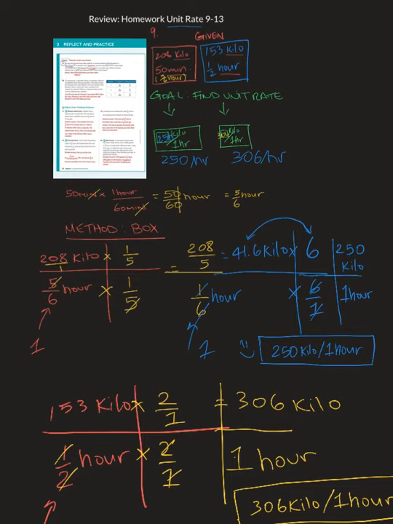Okay, who goes the fastest? 306 is faster than 250. And to know how much faster, you just take the difference of the two. So you'll basically just say 306 minus 250 will give you your final answer of 56.4 per hour, kilo per hour. Final answer, box it.